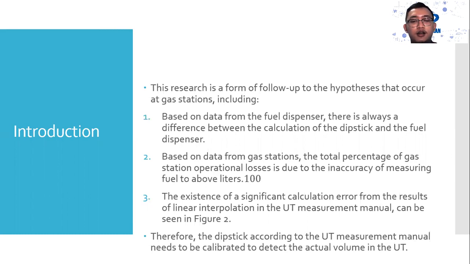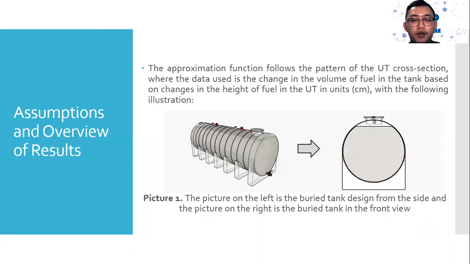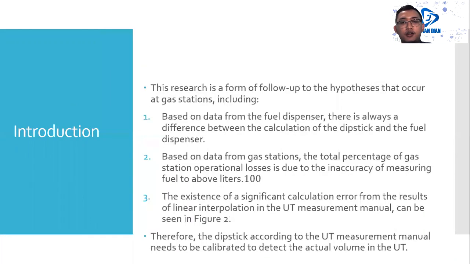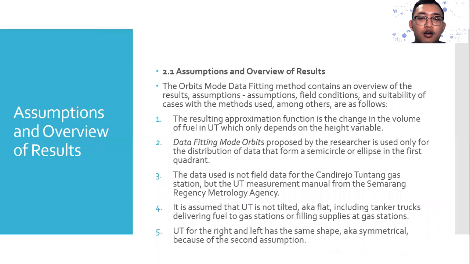And third, there is a significant calculation error from the result of linear interpolation in the UT. UT means underground tank. The UT manual measurement can be seen in figure 2. I will explain this before the assumptions and an overview of the results.